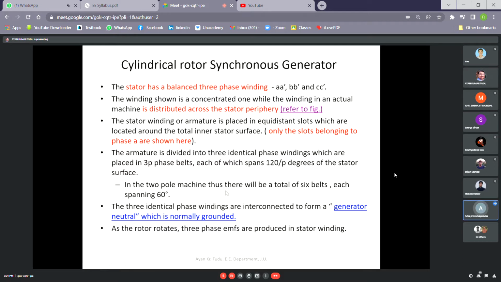Okay, as I was saying, the armature is divided into three identical phase windings which are placed in 3p phase belts. তাহলে যেহেতু two pole machine use করছি, so there will be 6 belts each spanning 60 degree. Okay, so the three identical phase windings are interconnected to form a generator neutral, which is normally grounded.